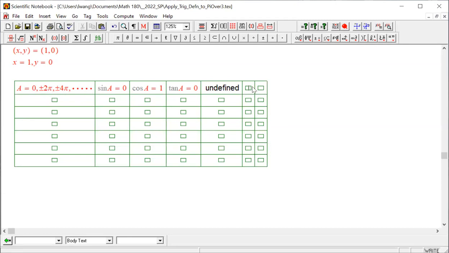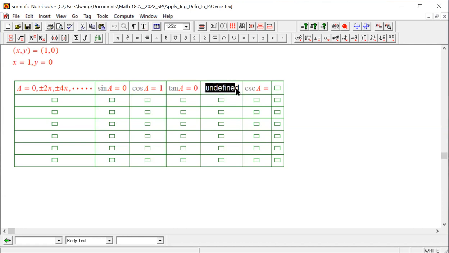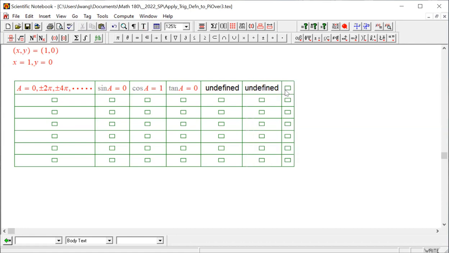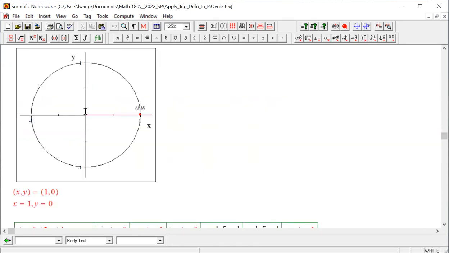Now, how about cosecant of A? Cosecant of A is R over Y. R is 1, Y is 0. So once again, it is undefined. We get a dividing by 0 case. How about secant? Secant A is R over X, so that equals 1. Now, the second special terminal, which is this line.